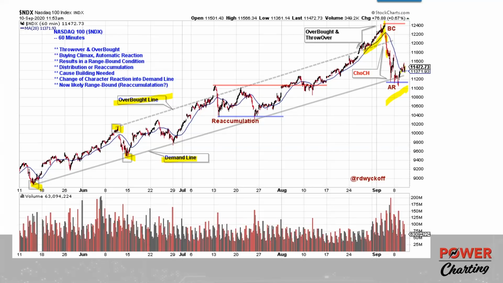We're going to look at the quality of the bounce, but we would expect that the bounce would come up probably into the mid part of the range, could go even higher. I've seen them bounce all the way back up to the buying climax. And the expectation here is resistance at the buying climax, automatic reaction low as support. This is going to represent the range-bound condition for this market for some period of time. So this is an important change of character.